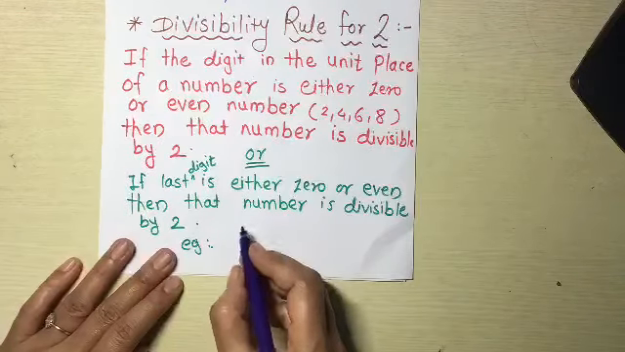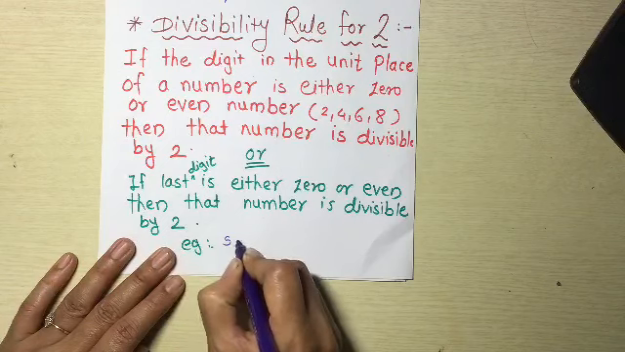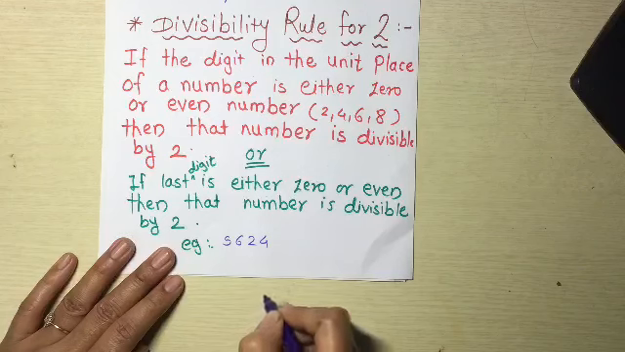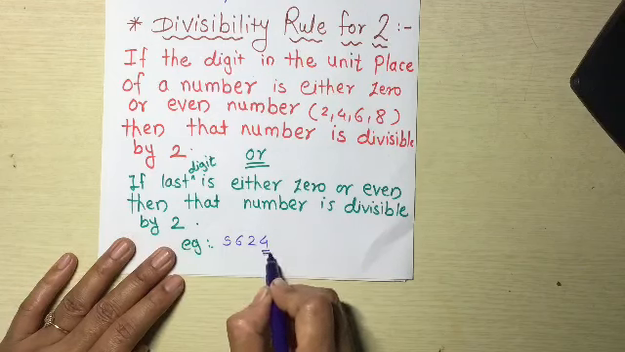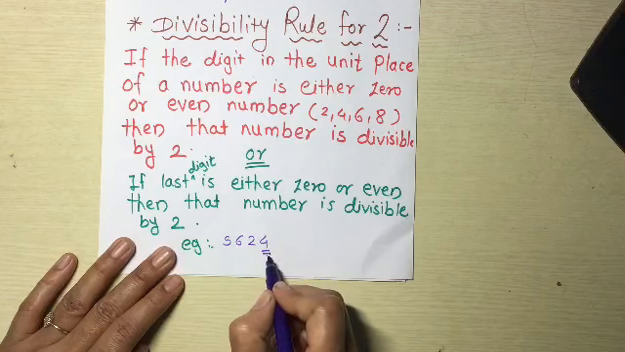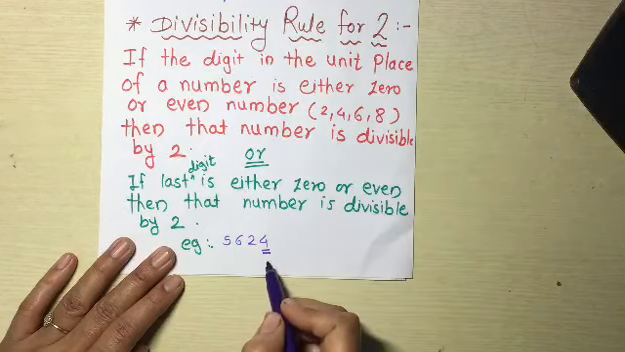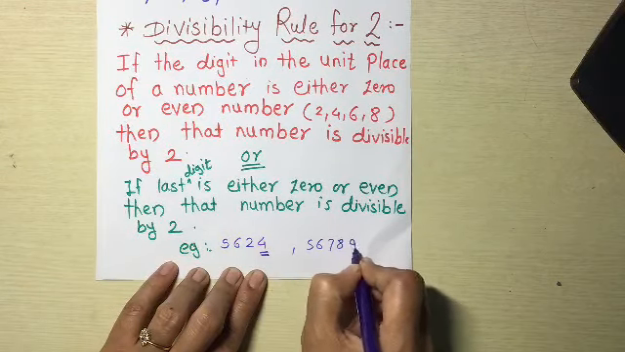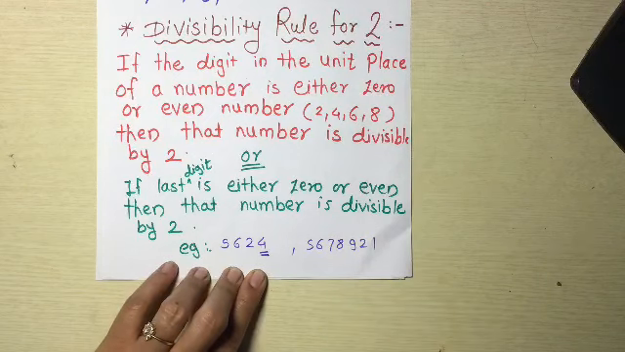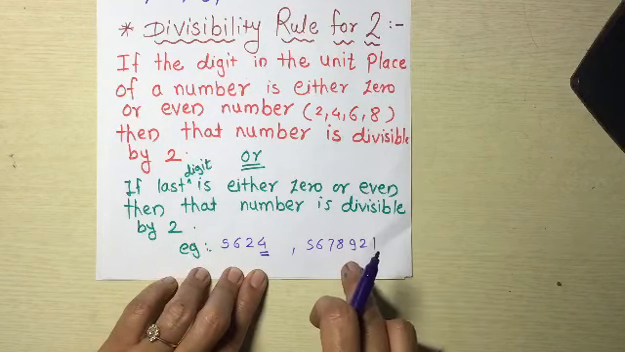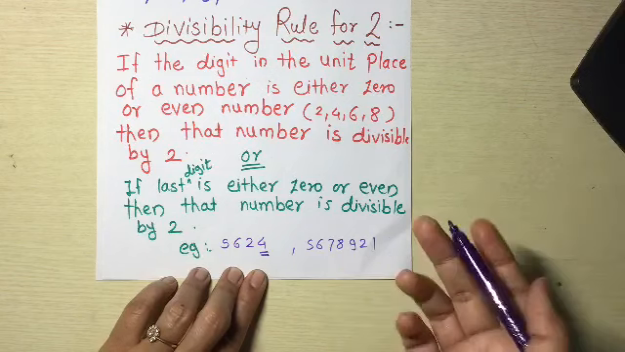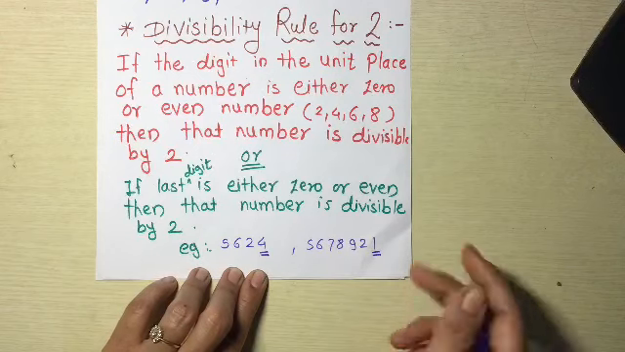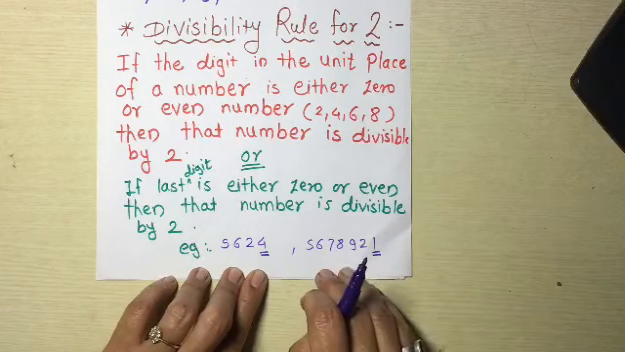Let's take another example. If I take here 5624. So within a second you can say that unit place 4 or last digit is 4, means even number. So this number is divisible by 2. Suppose 5, 6, 7, 8, 9, 2, 1. This number is given. So if I ask you, is this number divisible by 2? So you immediately tell me that the unit place has 1, which is not an even number. So this number is not divisible by 2.